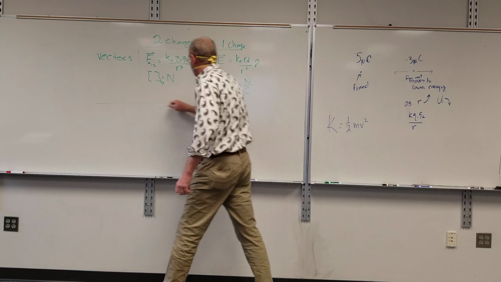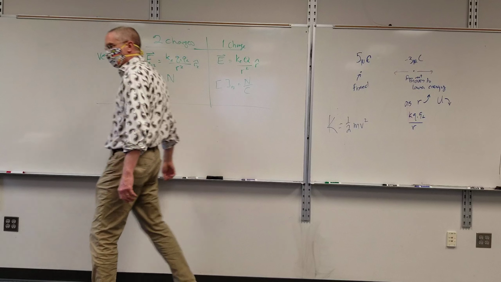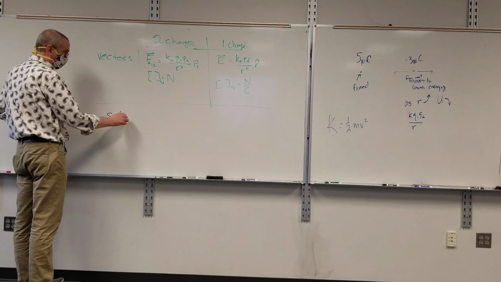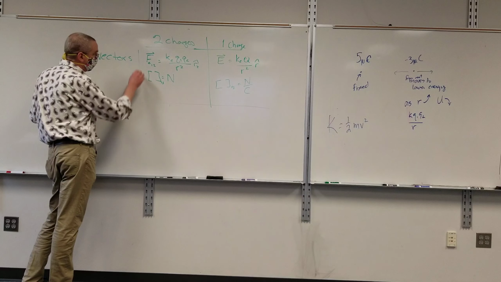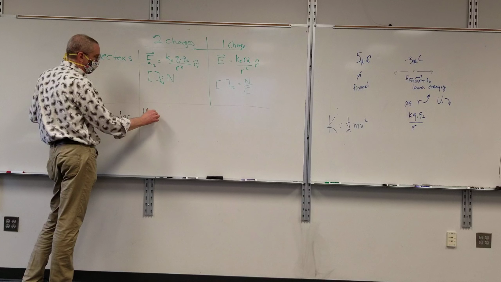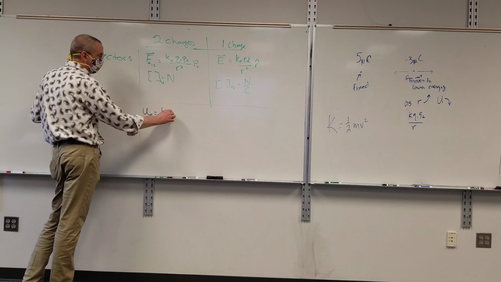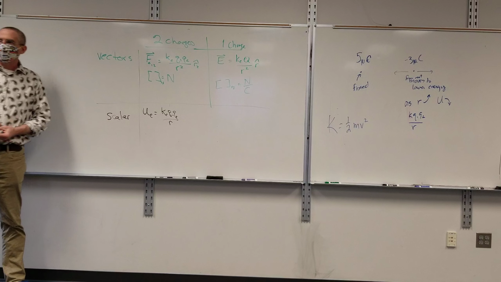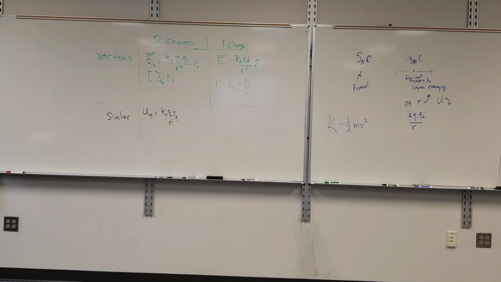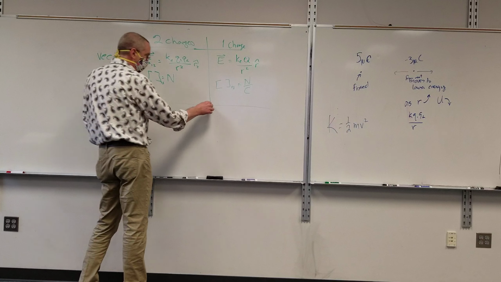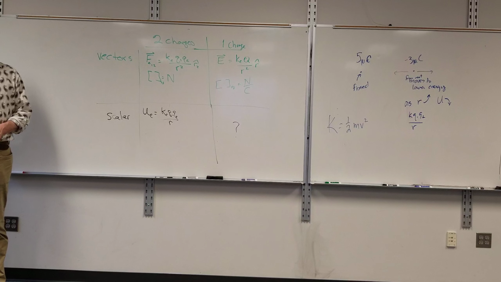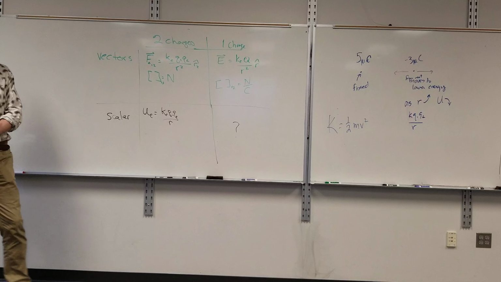If we are looking at all of this from a scalar point of view, we can now talk about potential energy. We have a formula, k_e q1 q2, capital or lowercase, whatever is appropriate, divided by r. And that's what we just spent half an hour on. But we don't have the scalar one-charge way of looking at it. So let's do that.